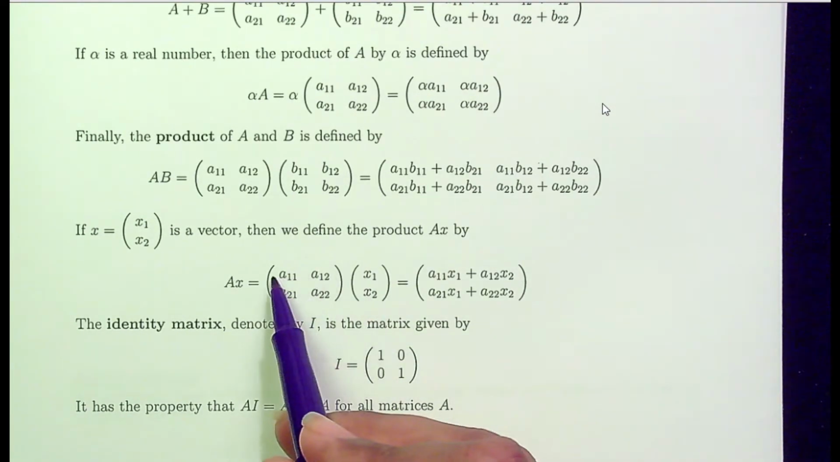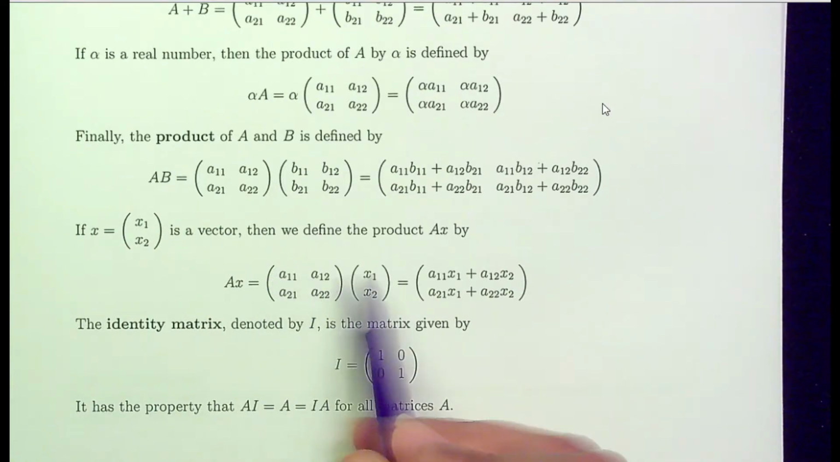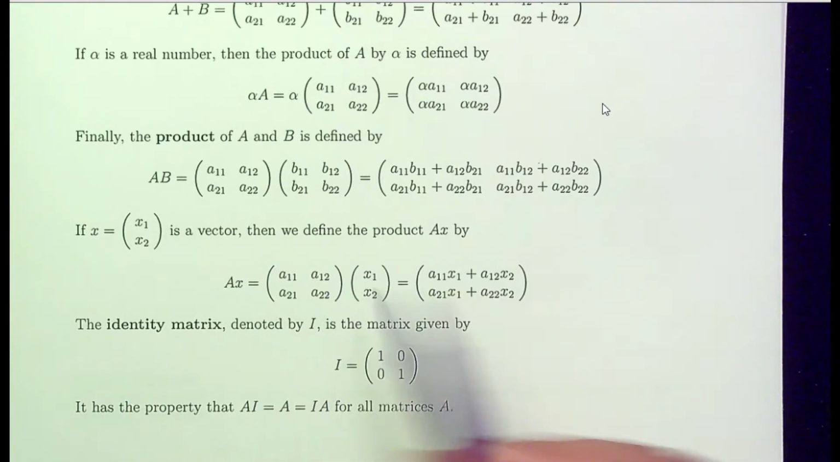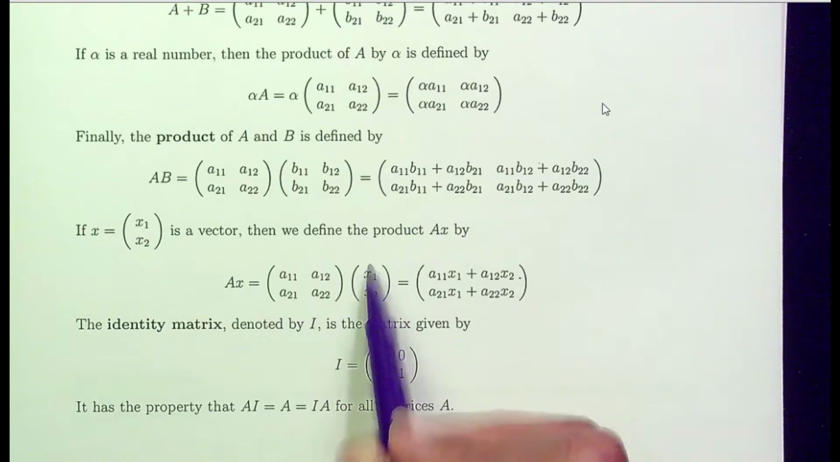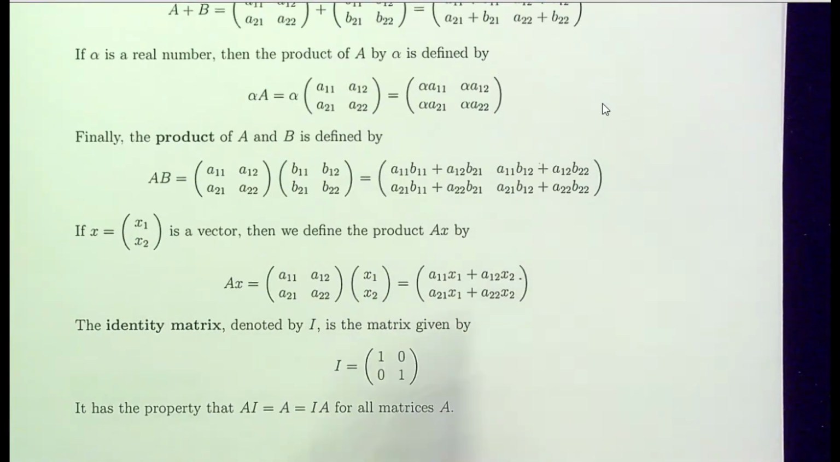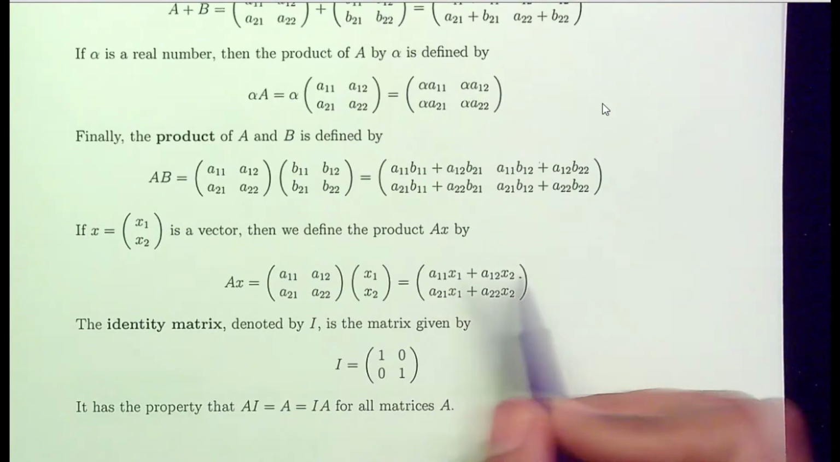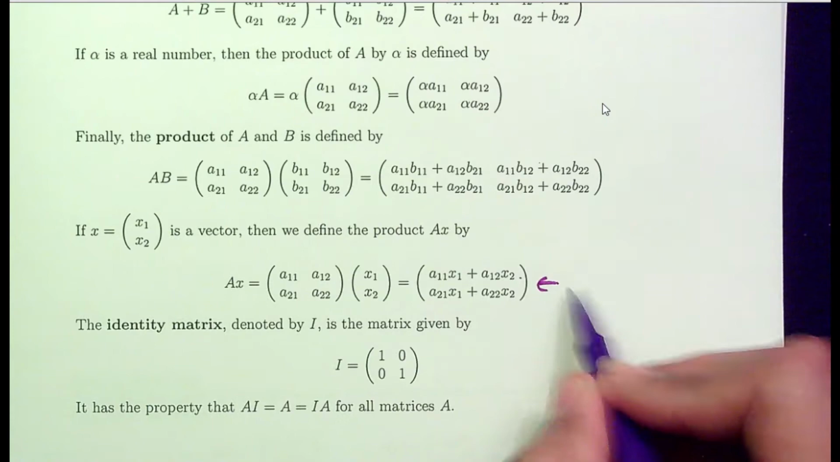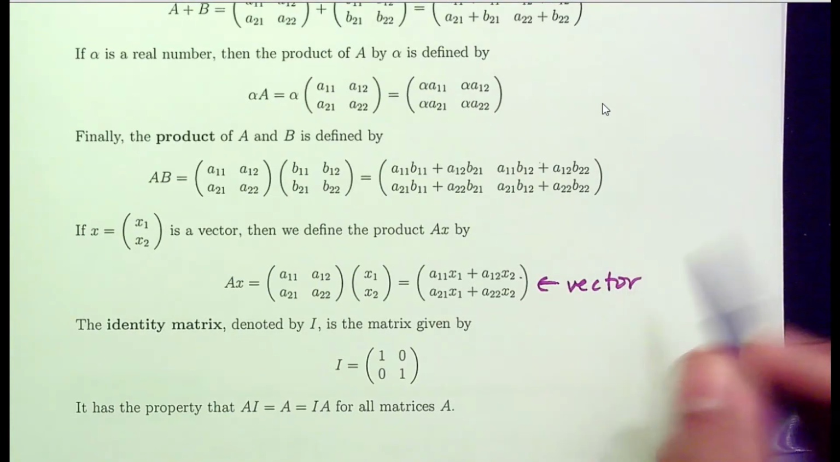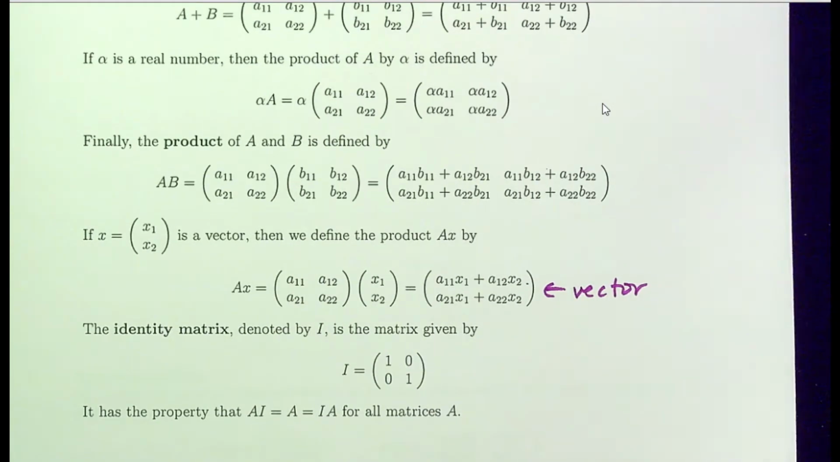So the dot product of this row with that is going to be a11x1 plus a12x2, and that goes on the top. Then the dot product of this row and this column would be a21x1 plus a22x2, and that goes on the second entry. This is going to be also a vector. So the product of a matrix and a vector is a vector.